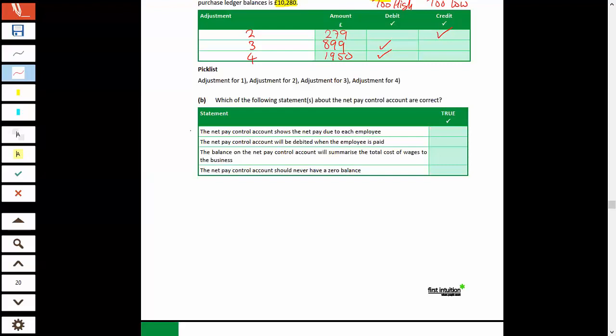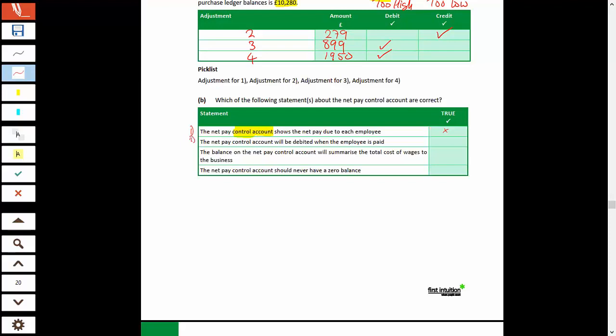For number 1, we're told that the net pay control account shows the net pay due to each employee. Now, the clue is in the name here, isn't it? If you think about your other control accounts, like your sales ledger control account or your purchase ledger control account, that doesn't show the individual balances for suppliers or customers, does it? So the net pay control account isn't going to show the individual amounts due to each employee. It's the control account, it shows the total. So that isn't true.